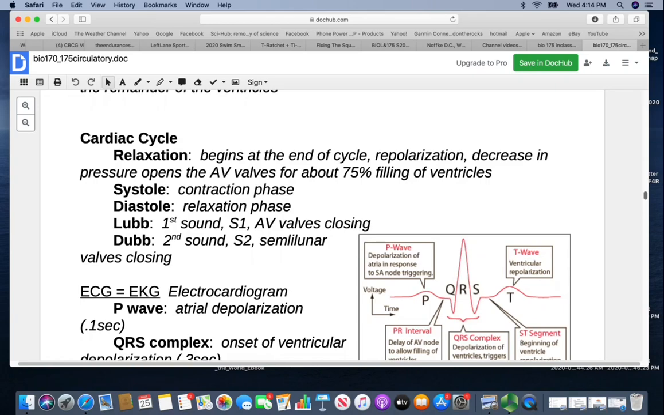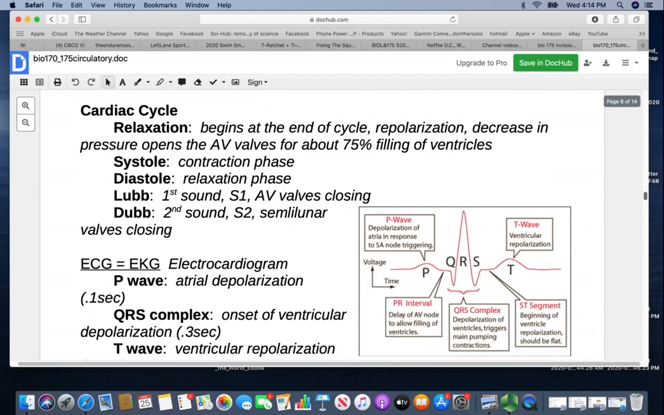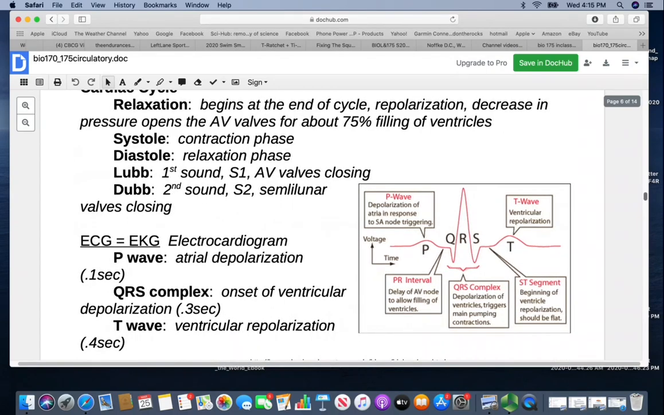ventricles will contract. So the heart does make some sounds. You can feel them on your chest, and then they can be heard with a stethoscope. So lub is the first sound. It's sometimes referred to as S1. The sound is created by the AV valves closing. Dub is the second sound, or S2. It's created by the semilunar valves closing.